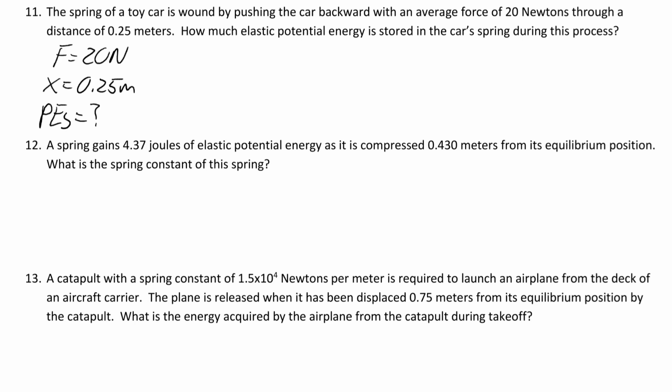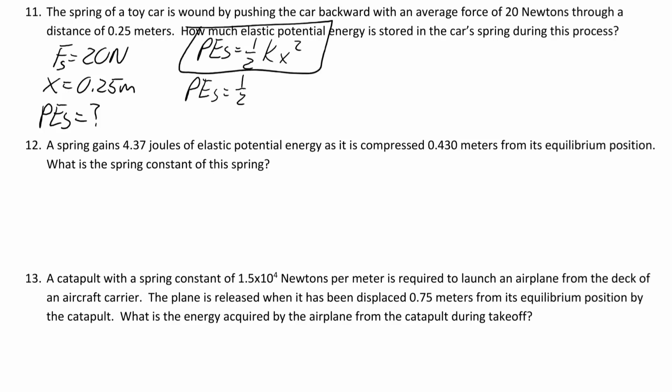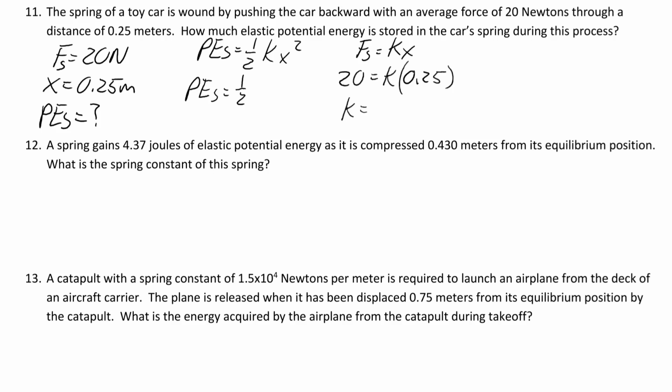All right, so they're looking for PES. There are two different ways to do this. 1/2 kx squared, and okay, PES, and you run into a roadblock. What the heck is k? Well, they're talking about a spring here. This is only one of the tools we have in our toolbox. The other one is Hooke's law. There's k. I wonder if we could solve for it. They give us 20 newtons equals k times 0.25 meters, and look at that. k is equal to 4 times 20, or 80 newtons per meter. Beautiful. Now we know what k is, and we can plug it into that original equation.